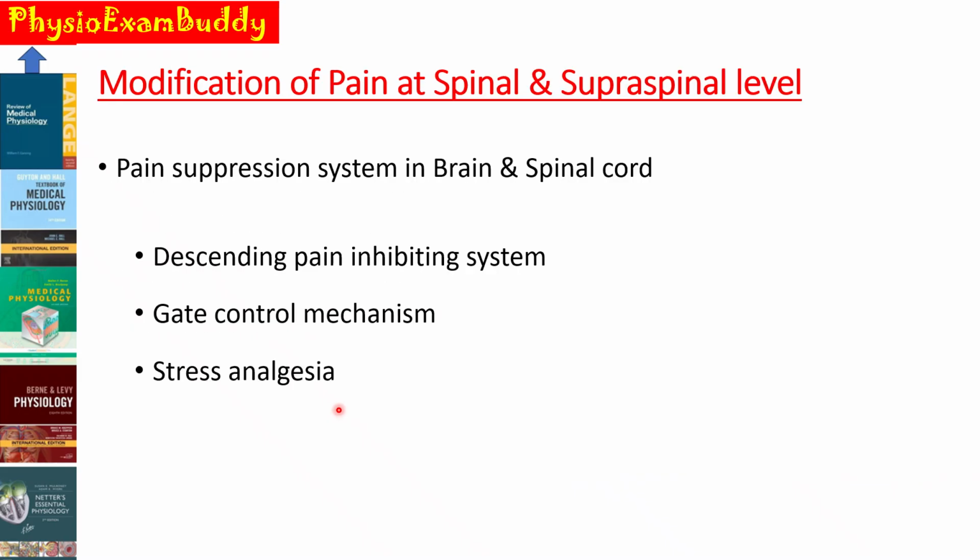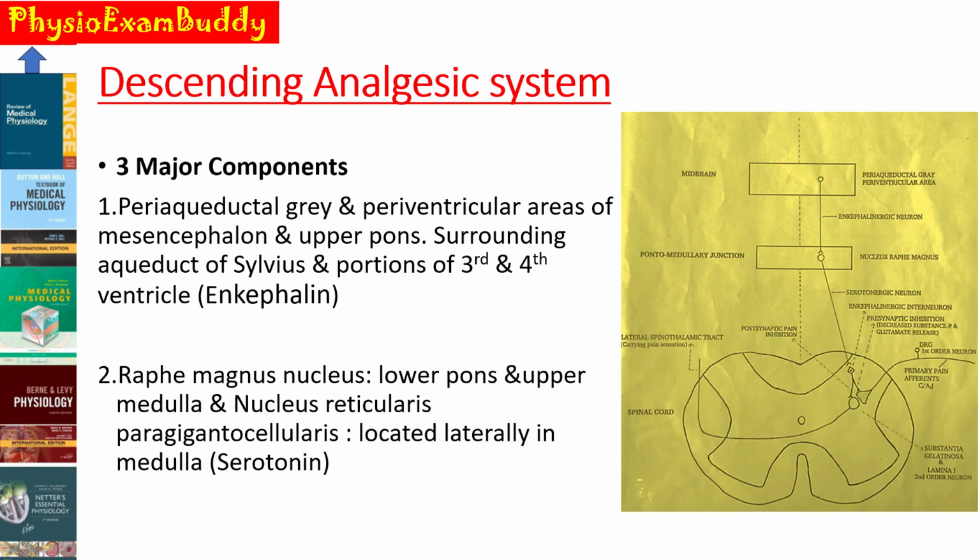Now we are moving on to the answer of the third question, that is how the modification of the pain occurs at the spinal as well as supraspinal level. And another name for this modification is the pain suppression systems in the brain as well as the spinal cord. And you have to explain this answer under three headings, that is descending pain inhibiting system, second one is the gate control mechanism, and the third one is the stress analgesia.